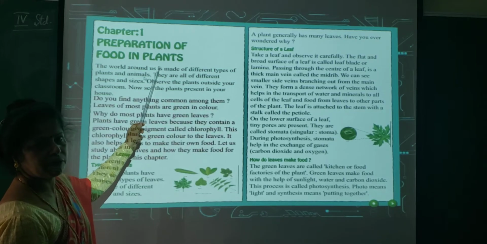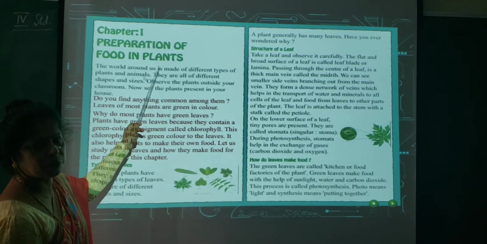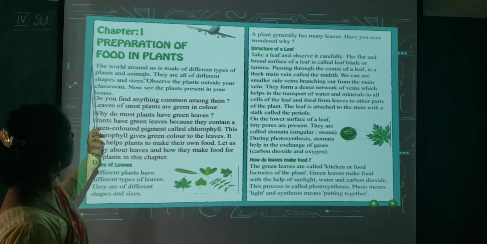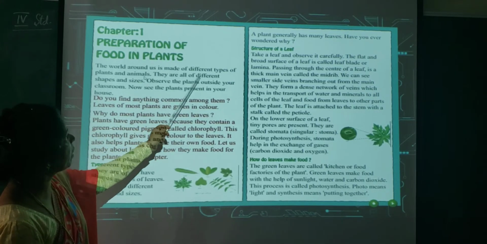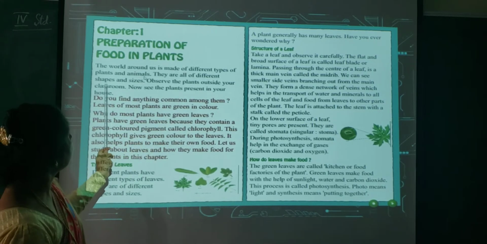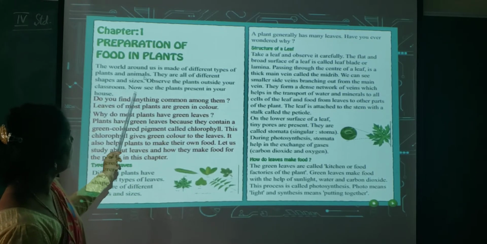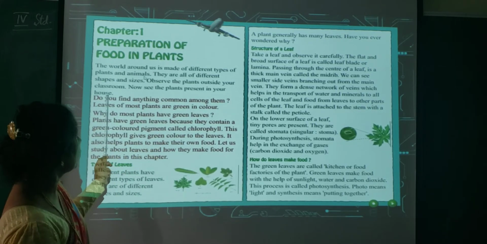So all of you have seen different types of plants around your house when you go from one place to other. So let us start with that. The world around us is made of different types of plants and animals. They are all of different shapes and sizes. Observe the plants outside your classroom. Now see the plants present in your house.